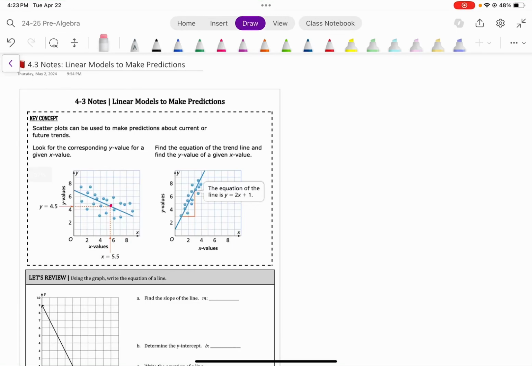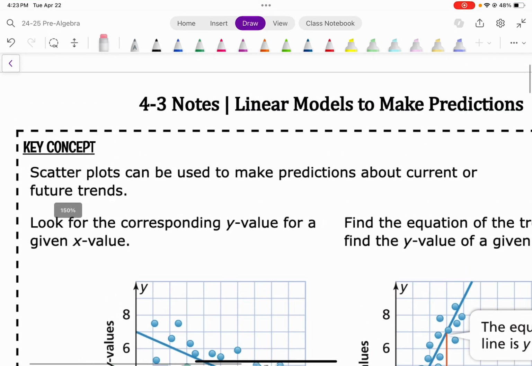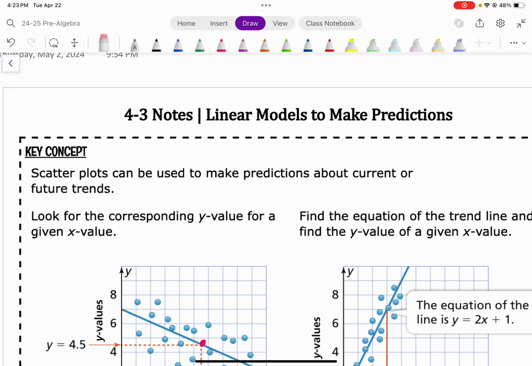These are pre-algebra notes for section 4.3, where we will use linear models to make predictions. So our key concept tells us that scatter plots can be used to make predictions about current or future trends. And to do that, we're going to look for corresponding y values for a given x value. So it's going to say, okay, when x is this, what is the output?